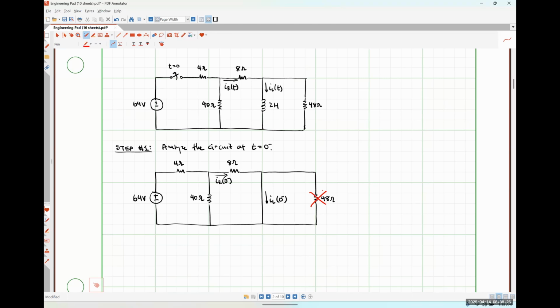I'm sorry, what was that? Why? So the 40 ohm resistor is not in parallel with the short. The 8 ohm resistor breaks that connection up.